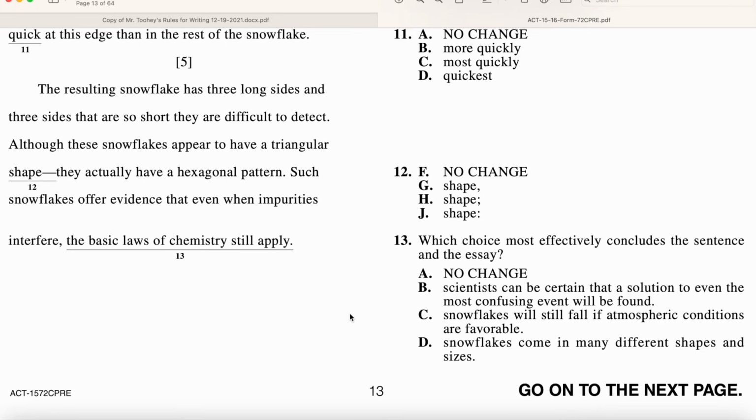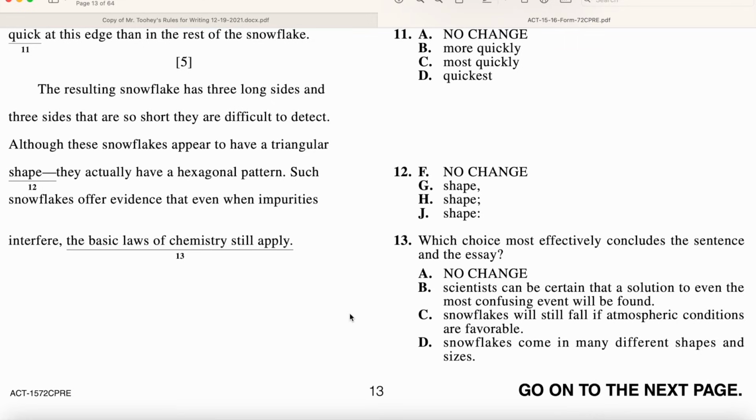Go ahead and read C. Such snowflakes offer evidence that even when impurities interfere, snowflakes will still fall if atmospheric conditions are favorable. Does that effectively conclude the sentence and the essay? No, that's not the main idea. Not even close. Let's try D. Such snowflakes offer evidence that even when impurities interfere, snowflakes come in many different shapes and sizes. Does that effectively conclude the sentence and the essay? No. And by the way, it's a true statement, but that's just not even close.